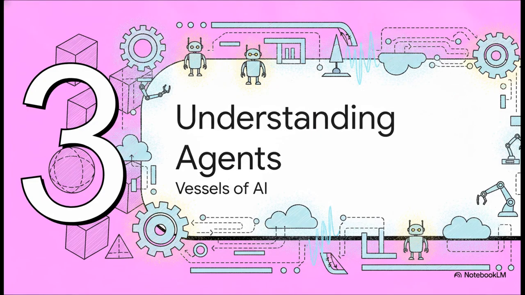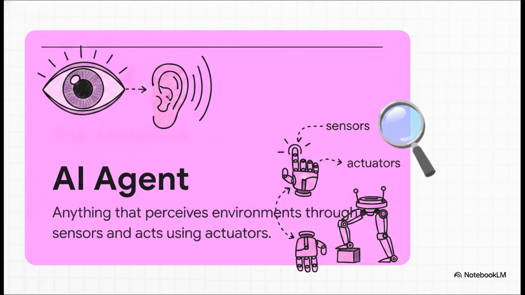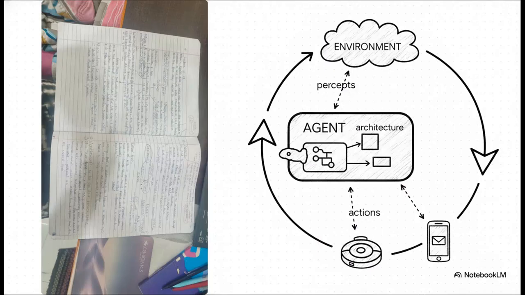Okay, Section 3, Understanding AI Agents. Now that we've got the philosophy and the foundations down, let's talk about the actual vessels of AI, the agents. In this world, an agent is simply anything that can perceive its environment and act upon it. Think of sensors as a machine's eyes and ears, collecting data from the world. And the actuators? Those are its hands and legs, the mechanisms it uses to actually change or interact with that world.